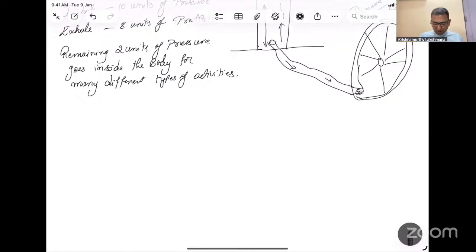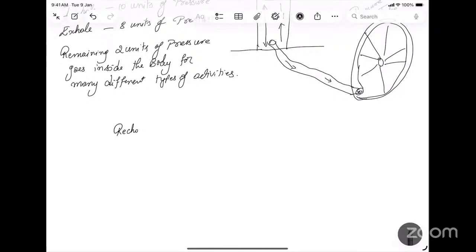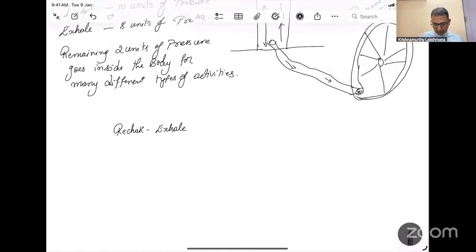So in Ayurveda also there is Rechak, Purak, and Kumbhak, isn't it? Rechak is exhale, and Purak is inhale. Purak means puran karna, to fill. And Kumbhak is holding.